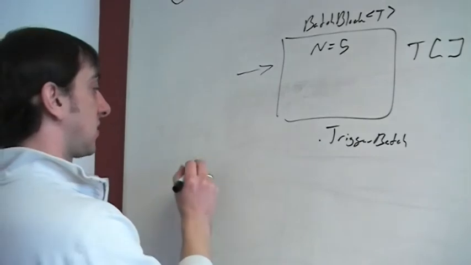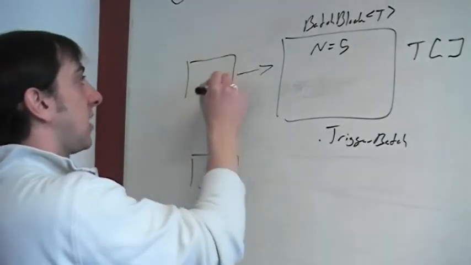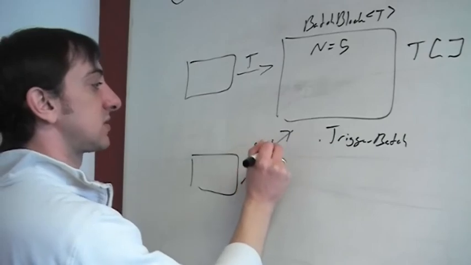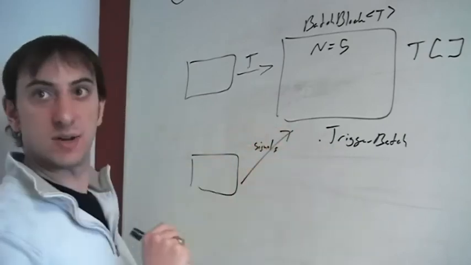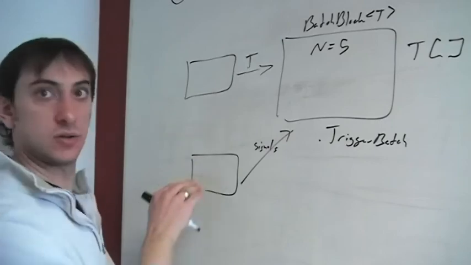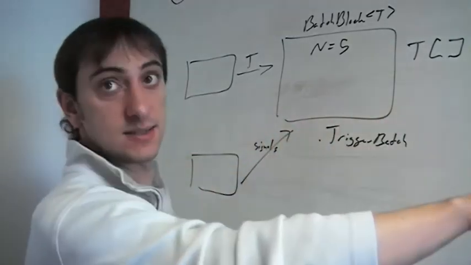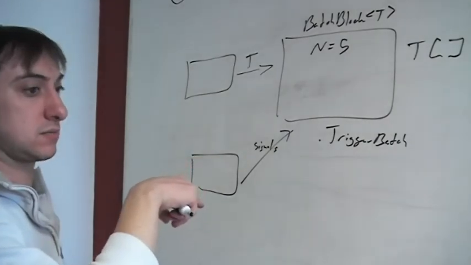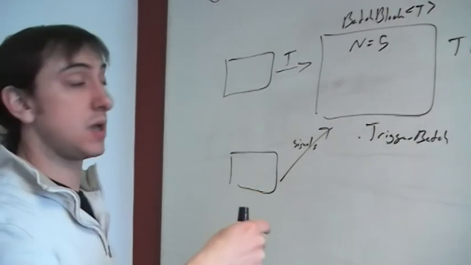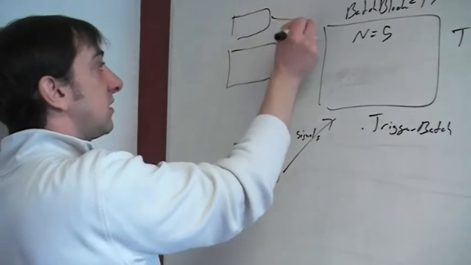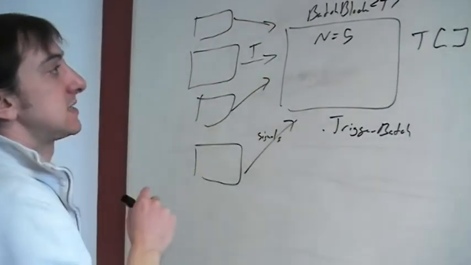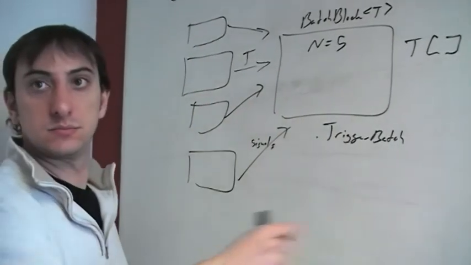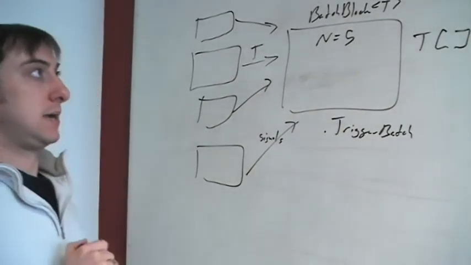Or if I have another block here, so I have a block that's sending in T's, maybe I have a block that's just sending in arbitrary signals, and every time one of these signals arrives, trigger a batch. So based on some external stimuli, take whatever I had and send it off. Nice. These batch blocks are also able to work in this non-greedy mode, where I could have a bunch of sources here, and I only want to consume from all of them when I have enough data from all of them to create a batch.